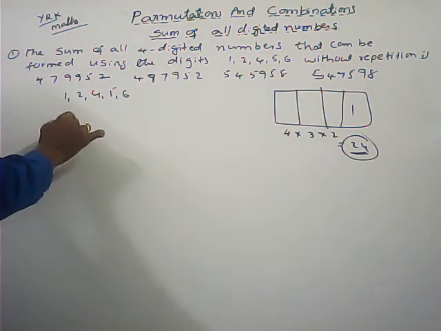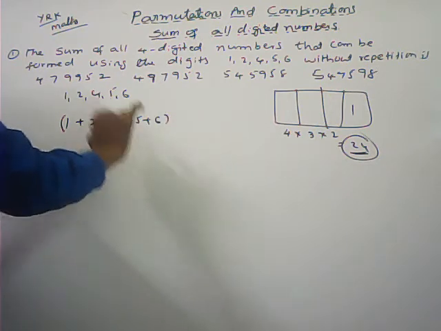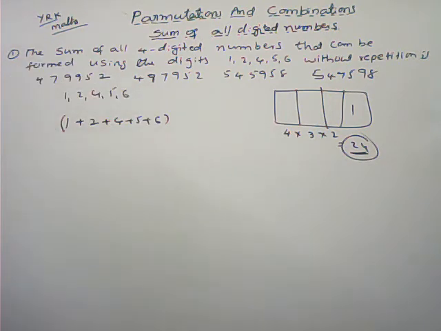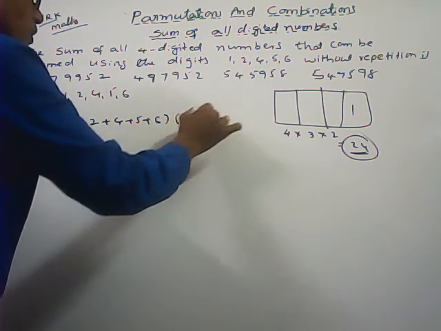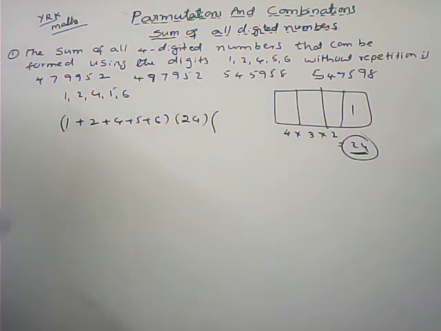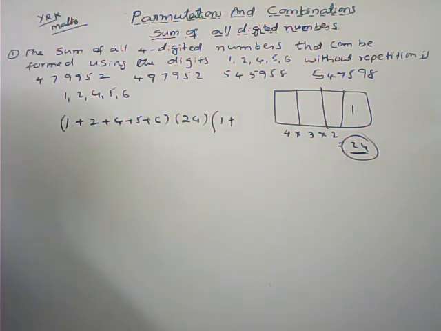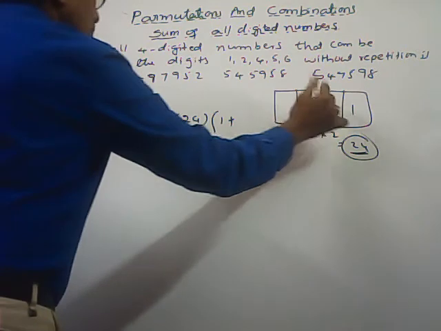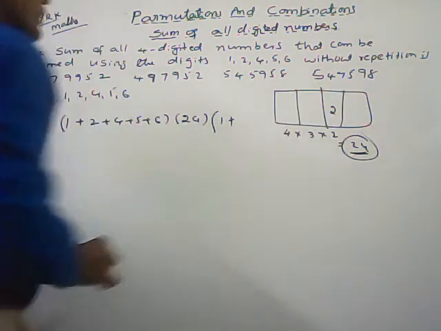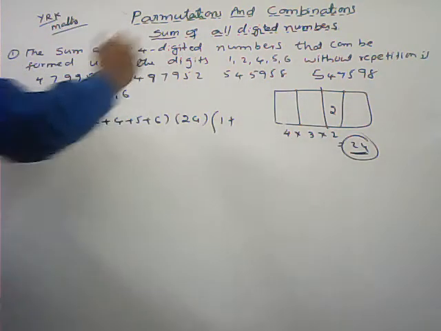See here, the sum of the digits 1 plus 2 plus 4 plus 5 plus 6. In whatever place, every digit repeats how many times? 24 times. For example, 1 in the units place repeats 24 times, and the place value should be multiplied by 1. And if it is in the tens place also, for example, I am keeping 2 in the tens place, here also 4 into 3 into 2, 24.